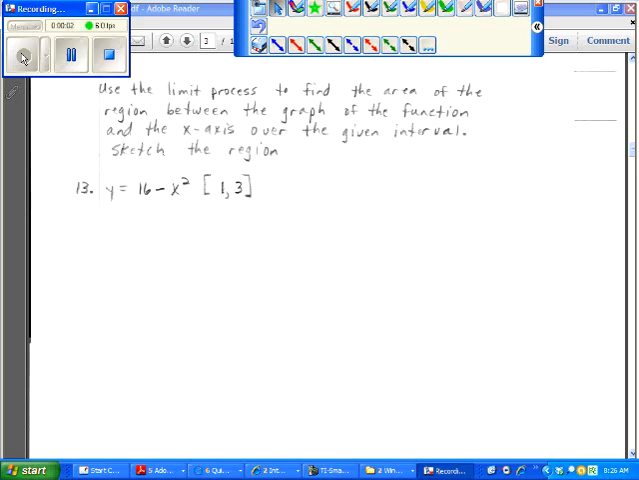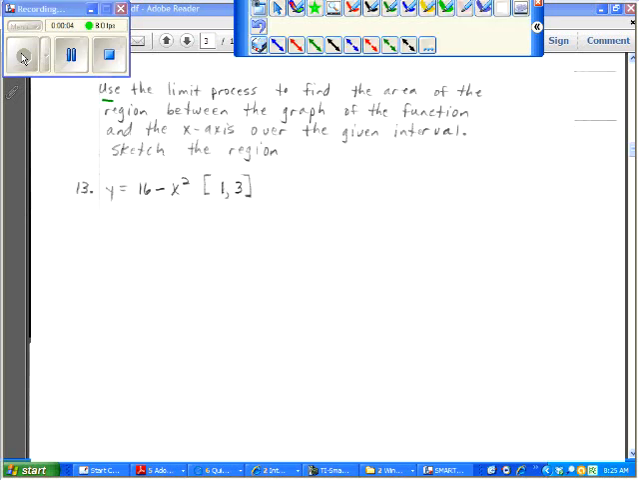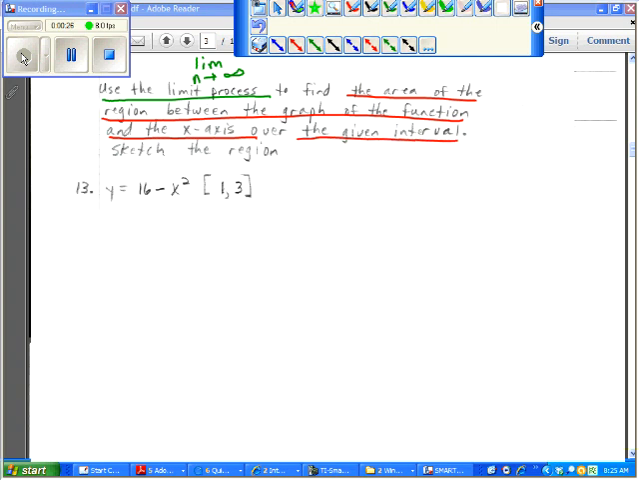Okay, number 13, we want to use the limit process to find the area. Now, the limit, we're going to be talking about the limit as n approaches infinity, to find the area of the region between the graph of the function and the x-axis over the given interval. Okay, so we're going to be thinking about the x-axis. We're thinking about being within the interval of 1 to 3.